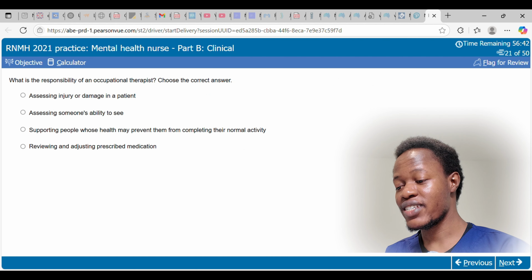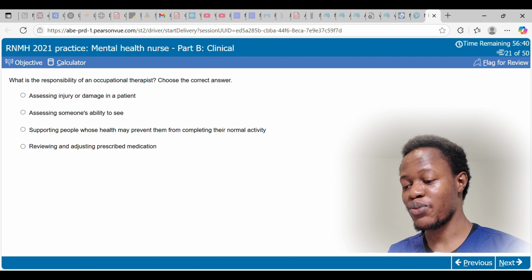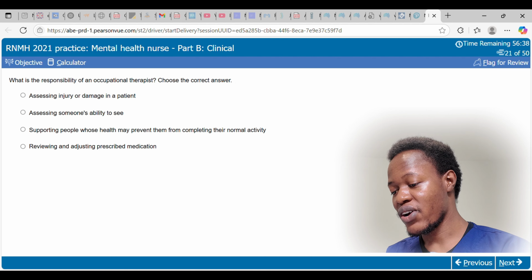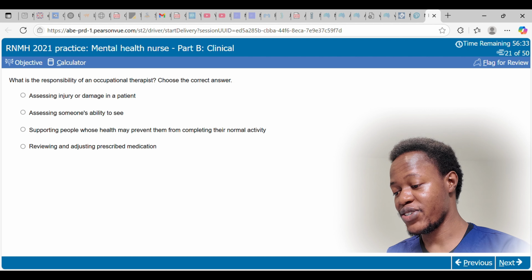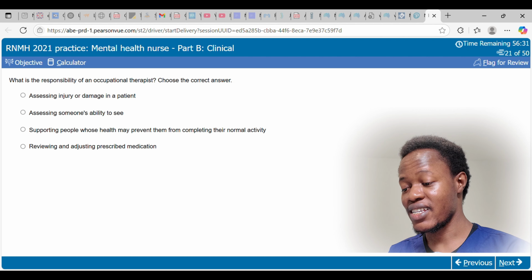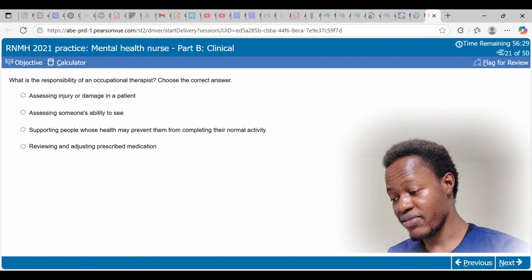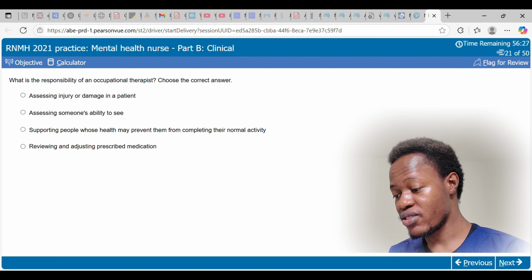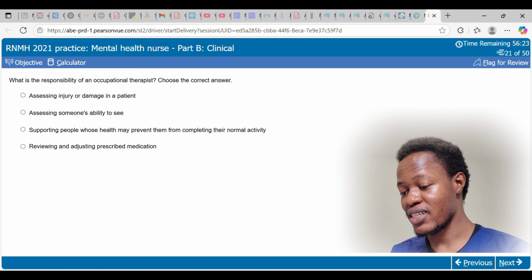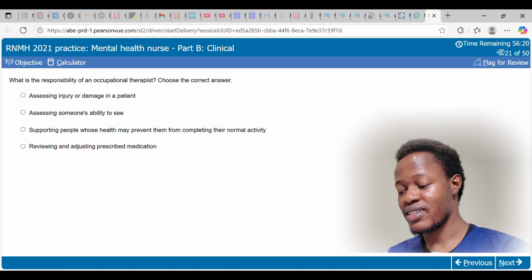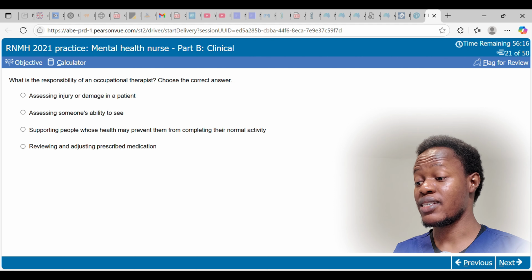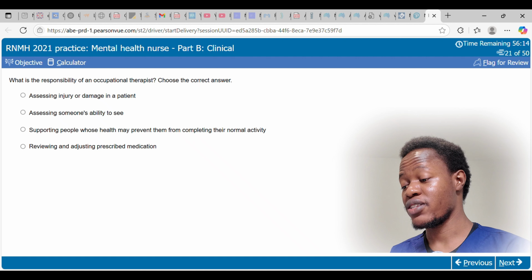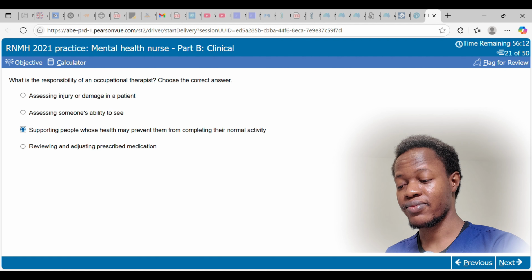Next question says, what is the responsibility of an occupational therapist? So an occupational therapist, A, assess injury or damage in a patient. B, assessing someone's ability to see, definitely not. C, supporting people whose health may prevent them from completing their normal activity. D, reviewing and adjusting prescribed medications. I most certainly think that our best option is option C.